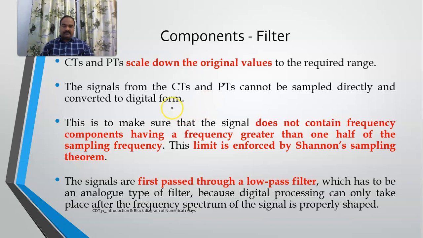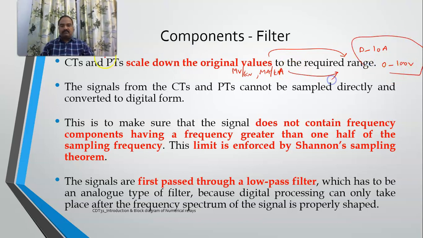What is the job of CTs and PTs? Current transformers and potential transformers. They scale down the original values to the required range. Normally, the original values will be in megavolts or kilovolts or megaamperes to kiloamperes. So this will be scaled down to 0 to 10 amperes at the max, or 0 to 100 to 250 volts. This process is done by CTs and PTs.